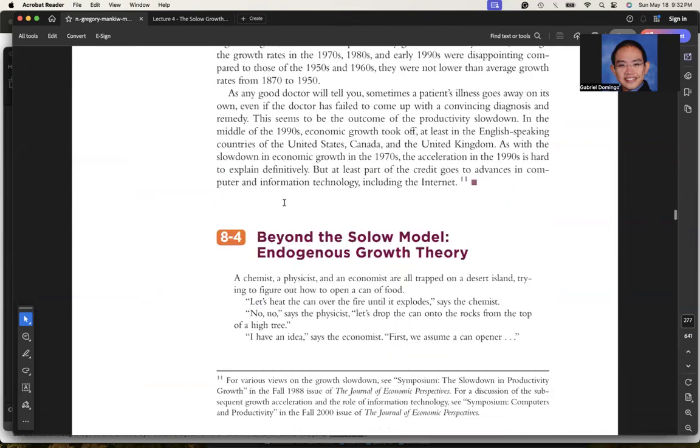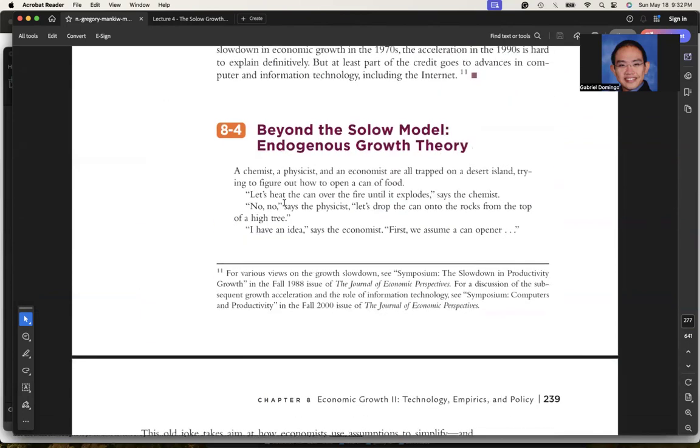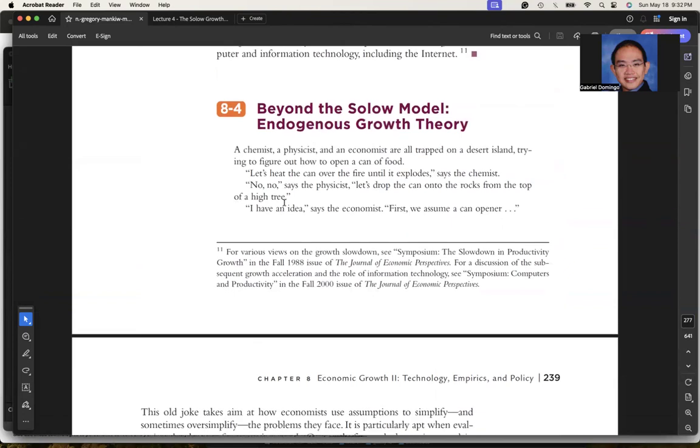So we're gonna skip this. This is not super crucial to us because it's very time bound. So the next important part is 8-4, which we will briefly discuss now, which are extensions to the Solow growth model through endogenous growth theory.